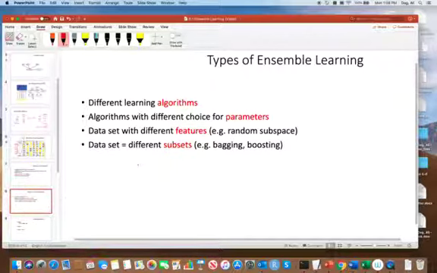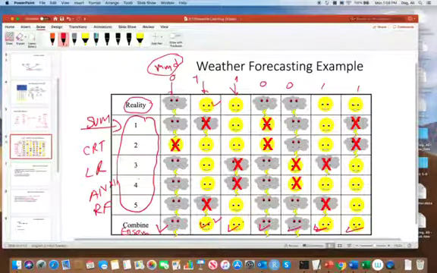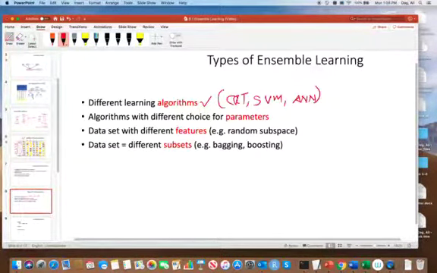Okay, now types of ensemble learning. One type is different learning algorithms. That means, for the same training data set, you are using CRT, SVM, and artificial neural network. These are three totally different learning algorithms. The way that they work is different. So in the previous example, that's what we have done. We have applied different algorithms to make an ensemble. So this is the first type of ensemble learning.